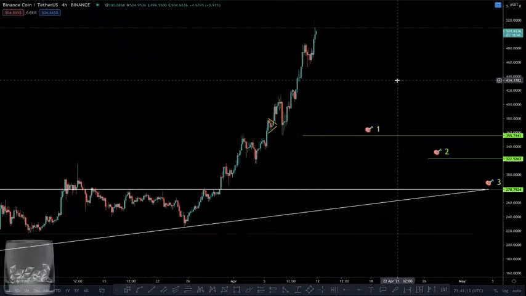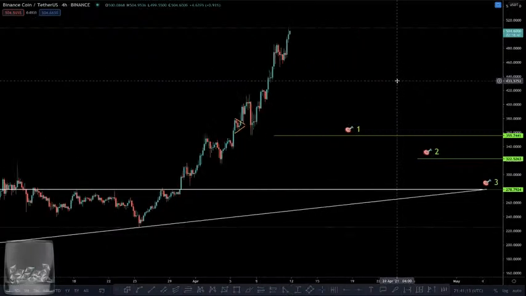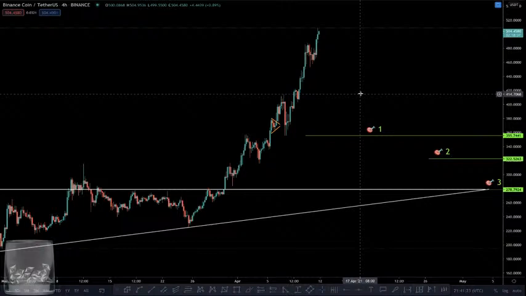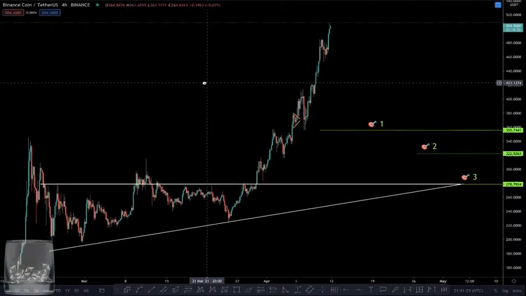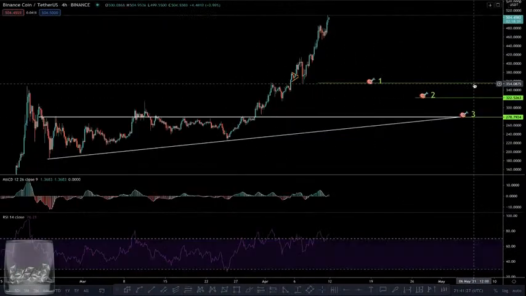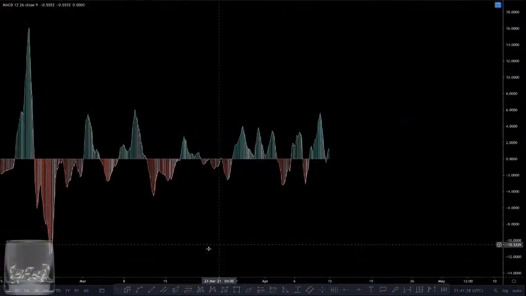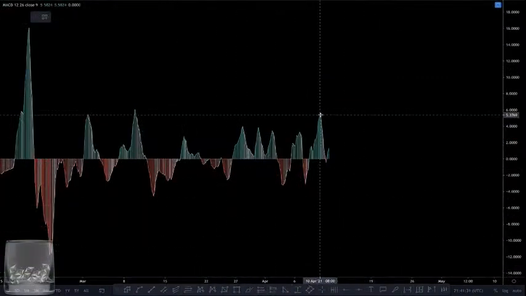What are we looking at here? This is BNB on the 4 hour. Okay, so this guy, we're hoping to see some kind of rejection here at some point. Okay, this is starting to not look the prettiest here.